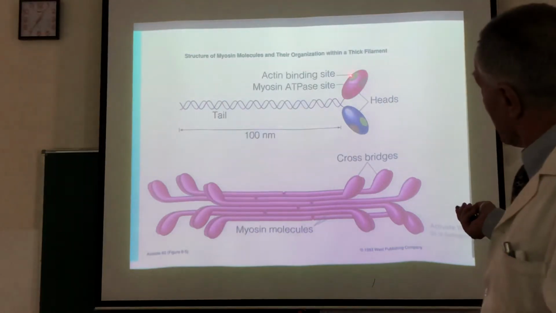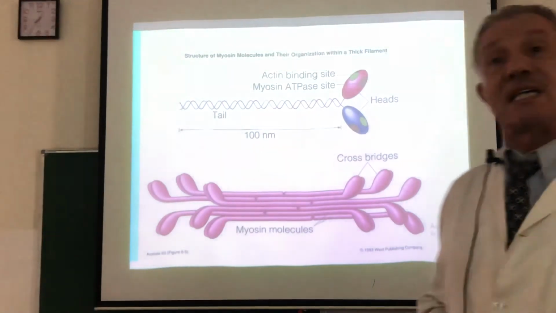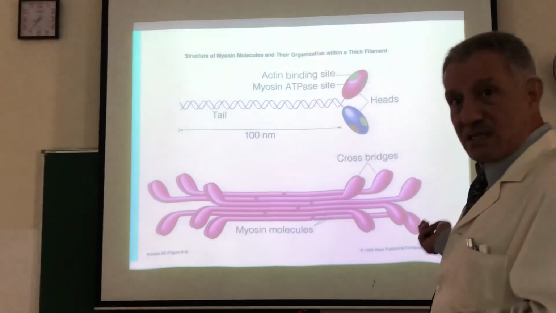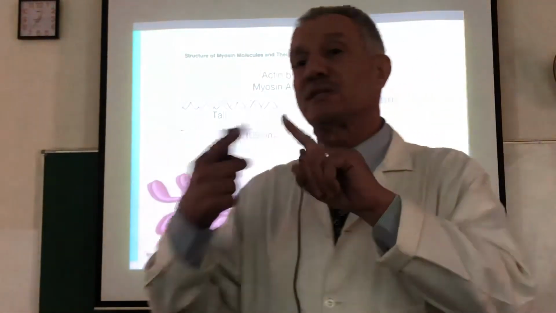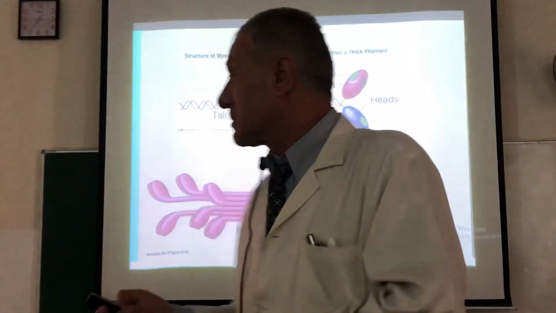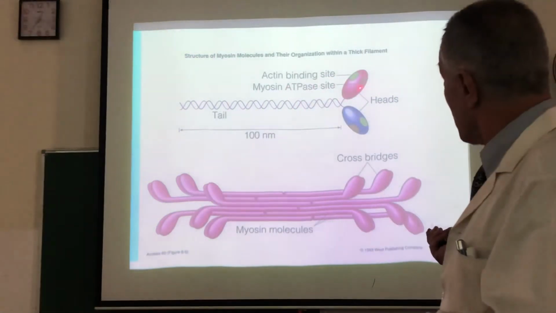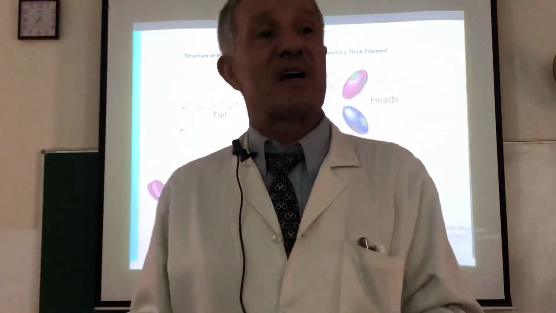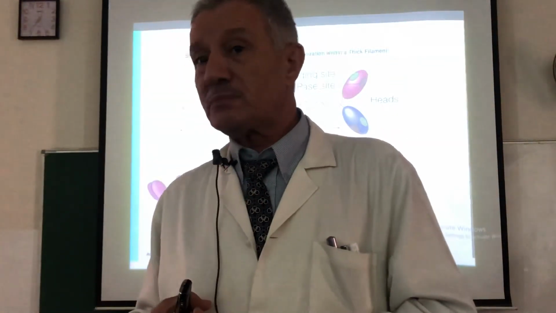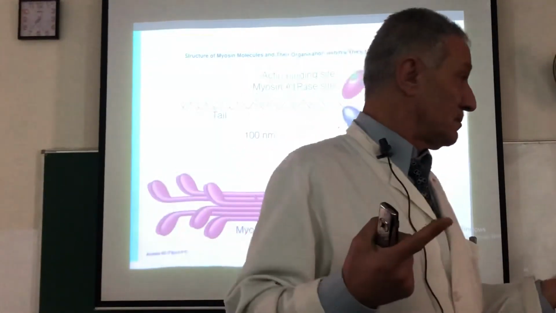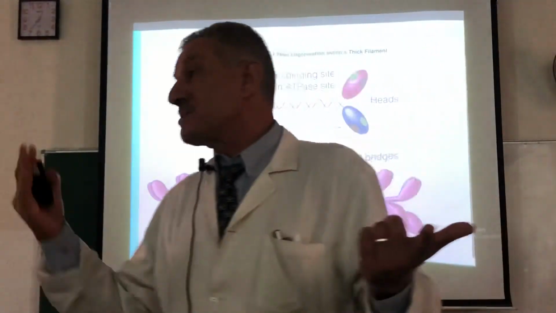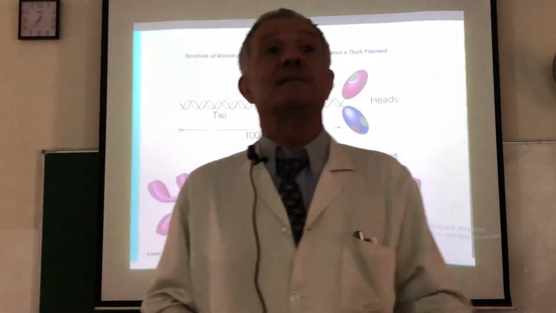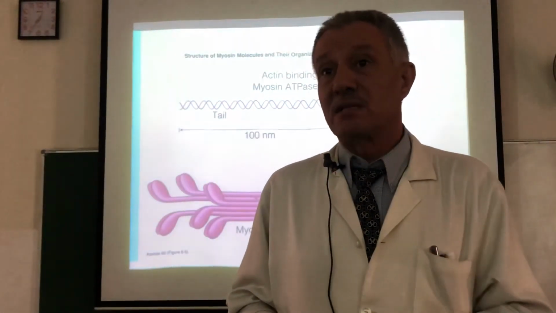You can note here we have 2 sites over each head. One is called the actin binding site. So this site is for interaction with the actin molecule. And you have another site which is called the myosin ATPase site. What's the function of that site? It is like an enzyme splitting ATP, splitting ATP and phosphorylating the head.